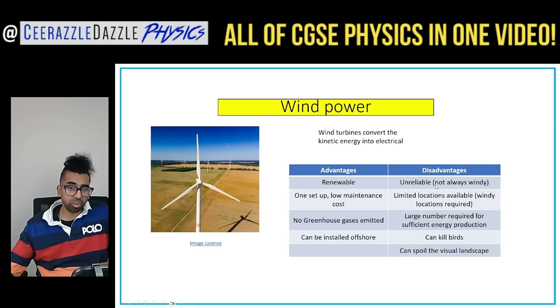Disadvantages: it's unreliable. It may not always be windy. There are limited locations available, yes? So maybe people don't want them in their back garden. A large number of them is required to produce a sufficient amount of energy. They can also kill birds. It can also spoil the visual landscape.